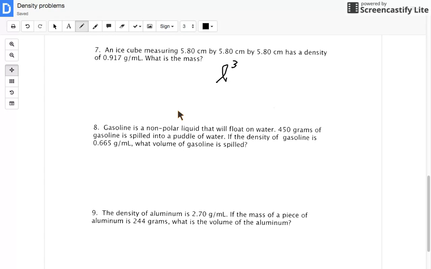For number 9, pretty much a straightforward one. It gives you all the data. And remember, you want to know the volume of the gasoline spilled, so use your density triangle. And then finally, the density of aluminum is 2.7 grams per milliliter. If the mass of the piece of aluminum is 244 grams, what is the volume of the aluminum?